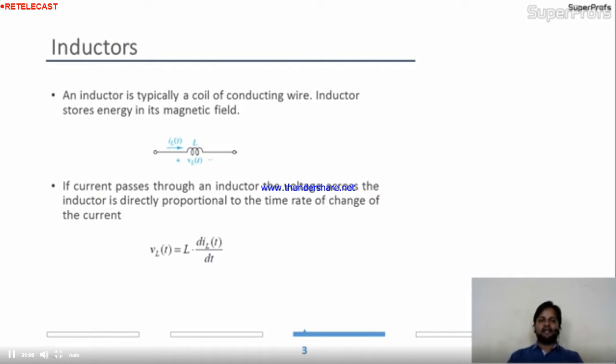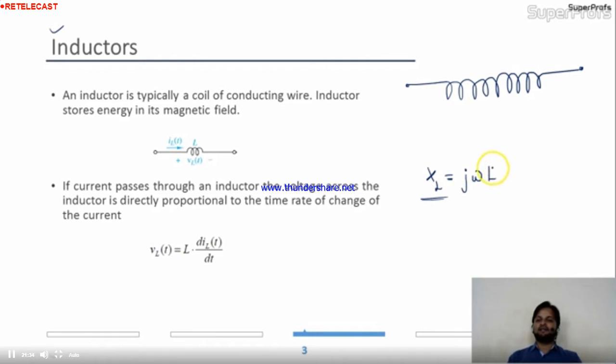Now come to the inductors. What are inductors actually? An inductor is typically a coil of conducting wire. Means you are taking a coil of conducting wire. This is the wire, okay, conducting wire. This wire has its own resistance. But now this wire becomes an inductor. So the resistance of the inductor we consider as the inductive reactance, denoted by XL. Inductive reactance is given by j omega L. Is it okay? j omega L.